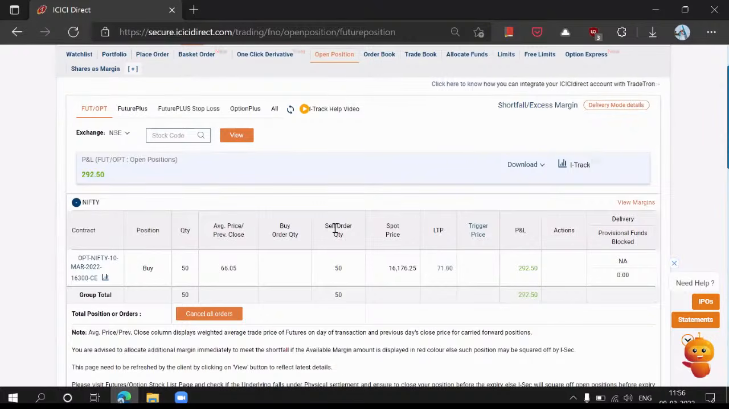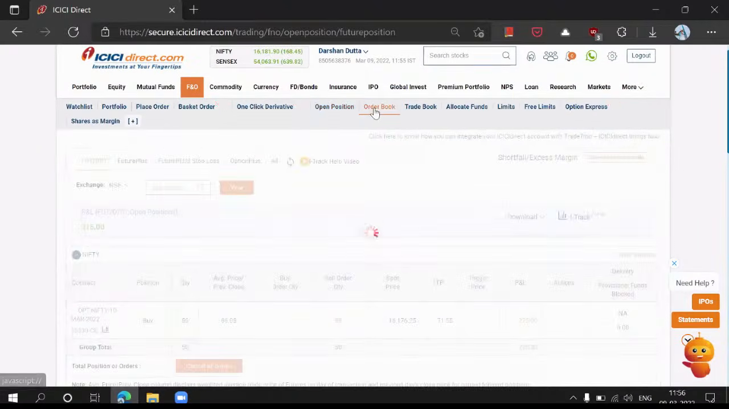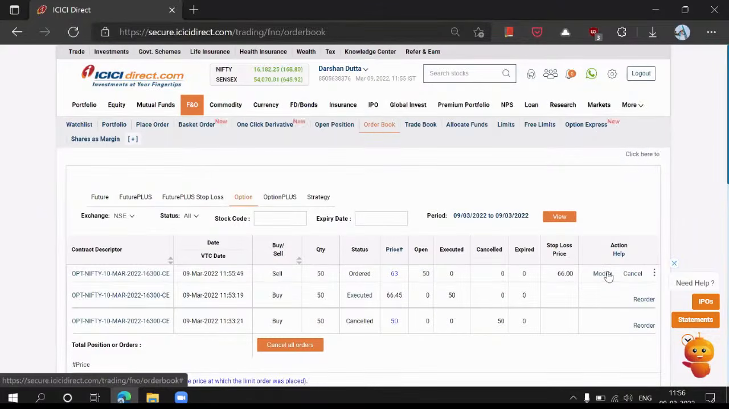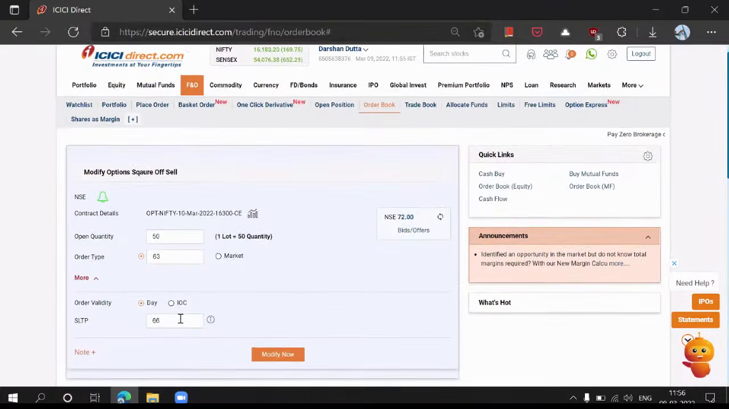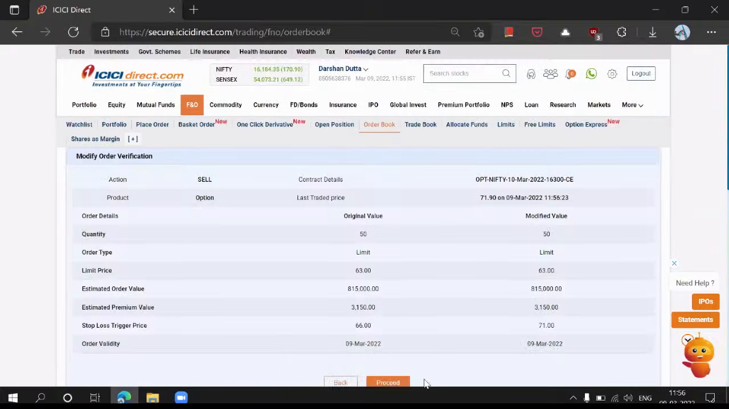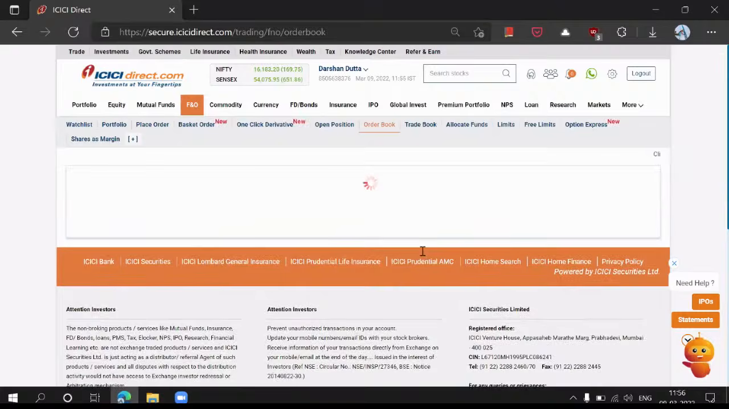Whenever you trade, just go to the order book and you can further make that 71 rupees. Just go to the order book and modify that and make the stop loss at, let's say, 72 rupees now. I'm saying you could do 71. Let's say just do a stop loss at 71. Yeah, and you could just modify this order now. So what has happened is you have been able to lock in your profits.